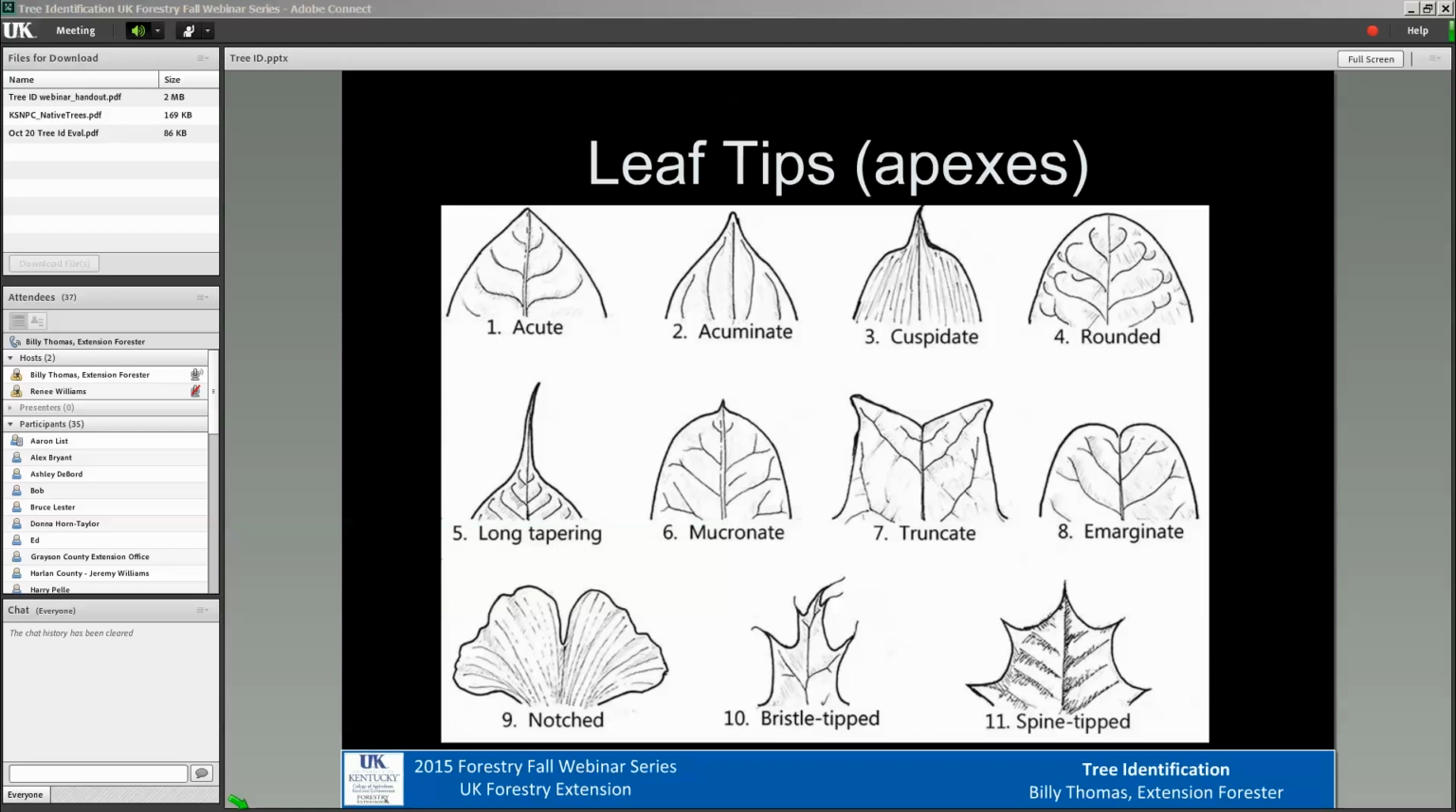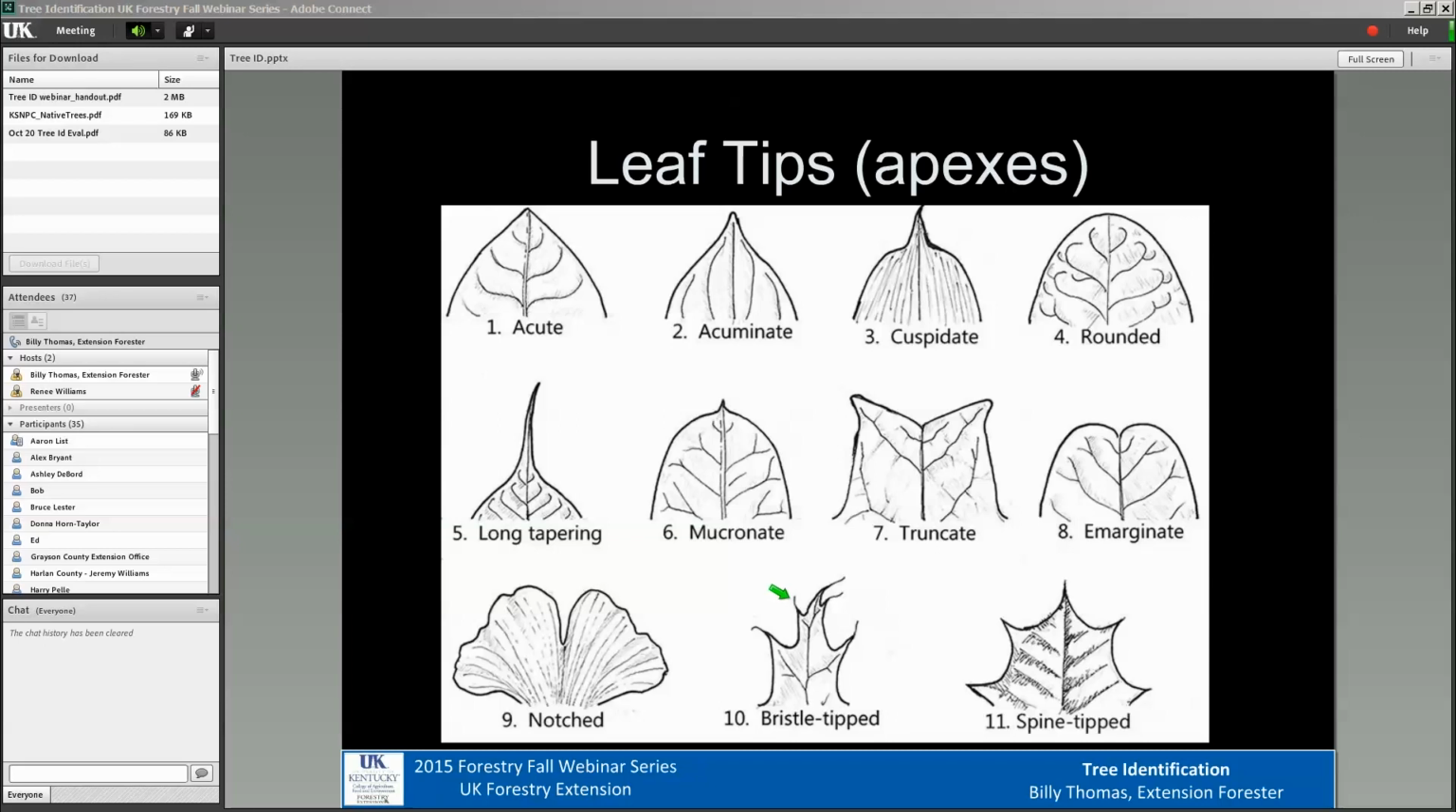So the leaf tips. Again, we won't spend much time on this, but I do want to point out that there are differences at the tips, and sometimes a key will ask you, what does the leaf tip look like? So that's just what they're talking about, these different shapes, and there's a variety of them. This truncate here is the yellow poplar that we have, and this is one of our oaks down here, this bristle tip. A good way to tell a red oak from a white oak is that the red oaks will have these bristle tips on their leaves, and the white oaks will not.